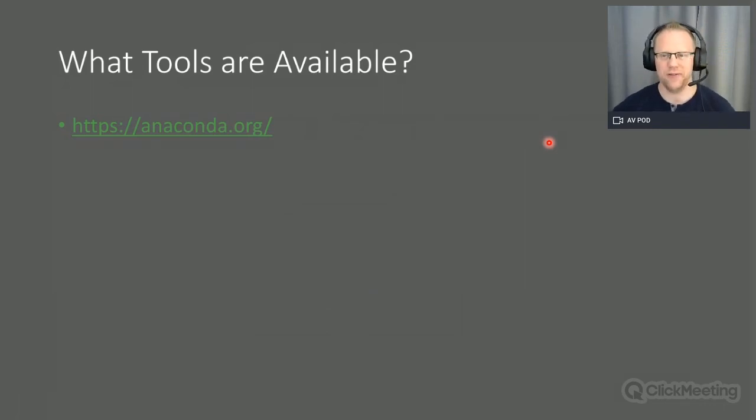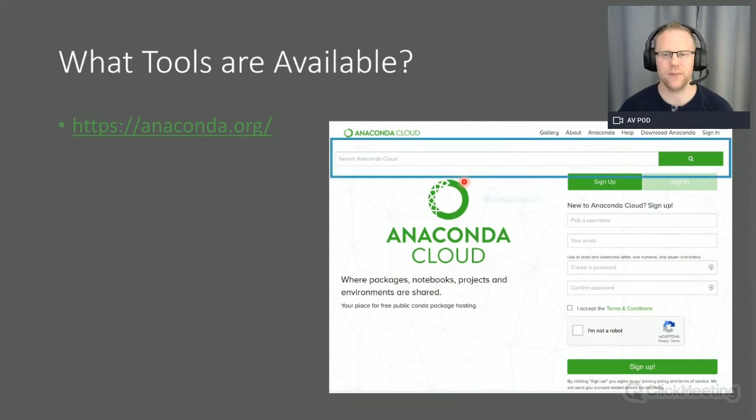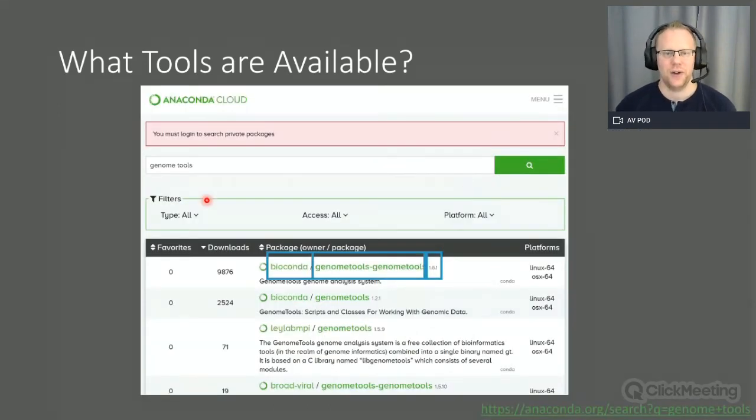So what tools are available? There are two different paths that you can take. My favorite, which doesn't require remembering any syntax on the command line, is to simply go to anaconda.org. You will get to this website here, Anaconda Cloud. It's a very lean interface, and there's basically a search bar at the top up here. You can enter into that search bar anything that you want.